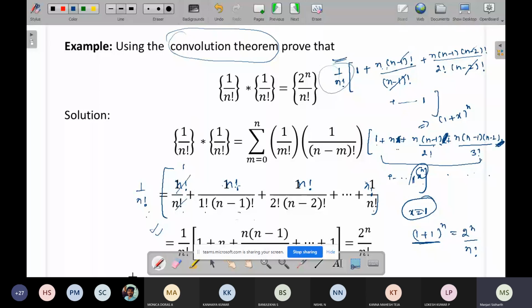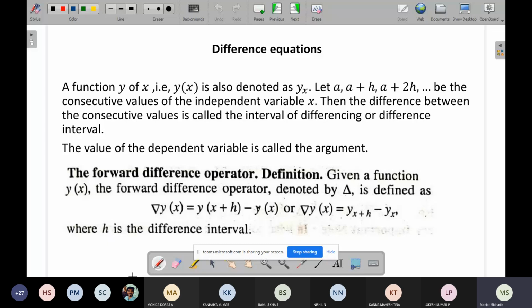So this was another example of the convolution theorem. Next we have difference equation, and this is your module 7.